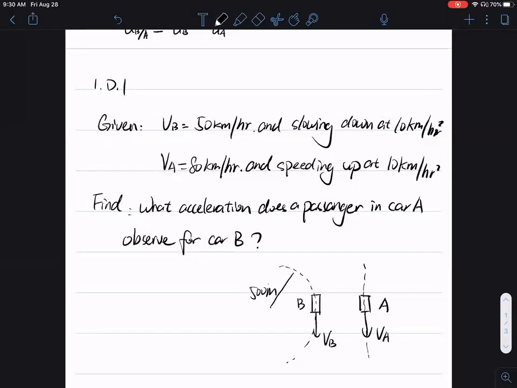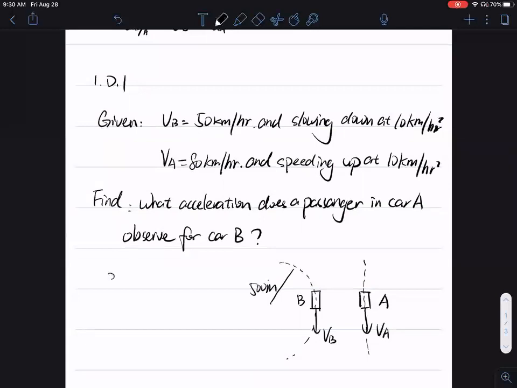And I want everybody to look at the question here. What acceleration does a passenger in car A observe for car B? So I have a question for you. I want you to discuss with your neighbors to figure out what acceleration we are looking for here. Are we looking for RA/B or AA/B or AB/A? Okay, I'll give you 1 minute, talk to each other, figure out which one you would use. Which one is the correct answer?